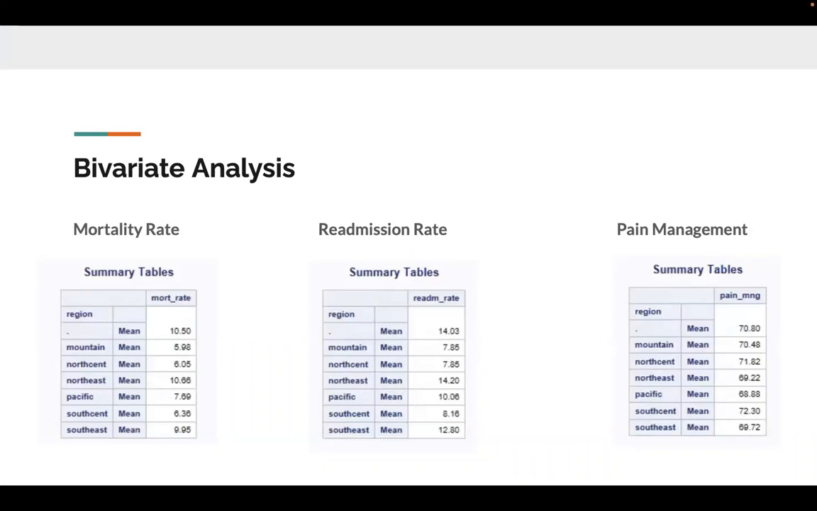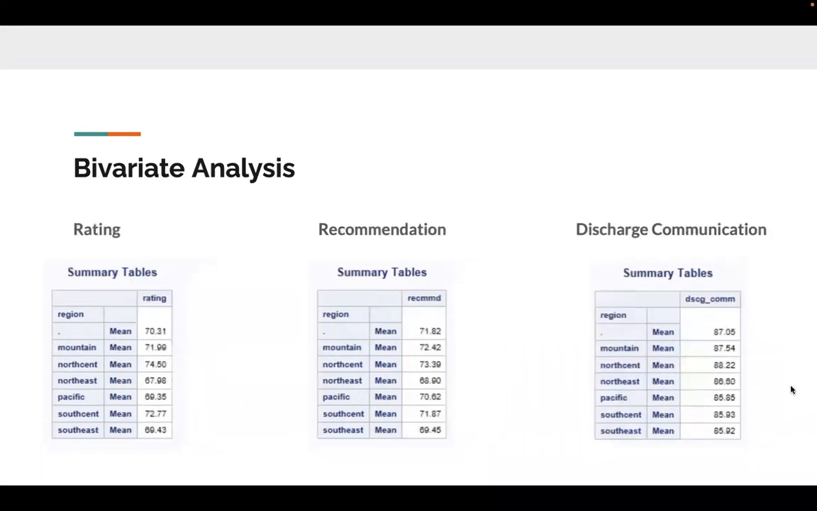For readmission rate, the Northeastern region has the highest and the Mountain region and the North Central region tied for the lowest readmission rate. For pain management rate, the South Central region had the highest and our Pacific had the lowest. For our average rating rate, the North Central region had the highest and Northeast had the lowest.